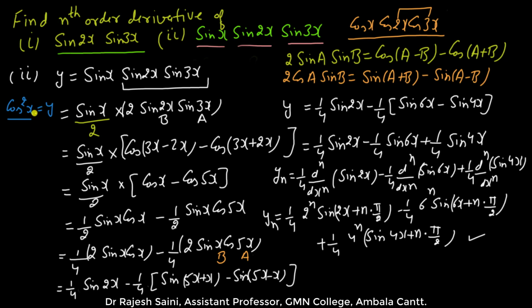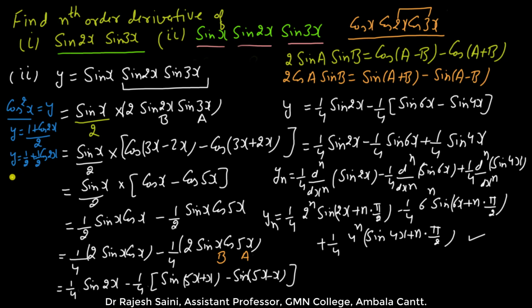But for cos square x, because its power is 2, we don't have any formula. So we need to convert it into degree 1. We know cos square x is nothing but 1 plus cos 2x divided by 2. So I will do it. You will write it as y is equal to 1 by 2 plus 1 by 2 cos 2x.